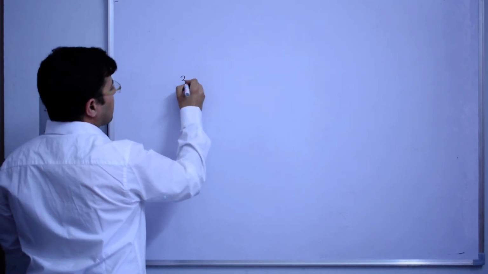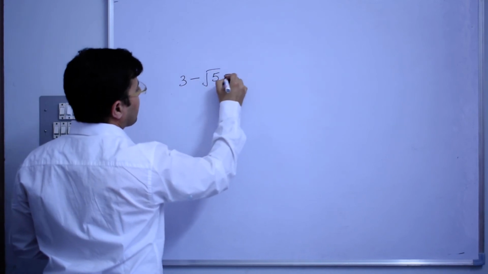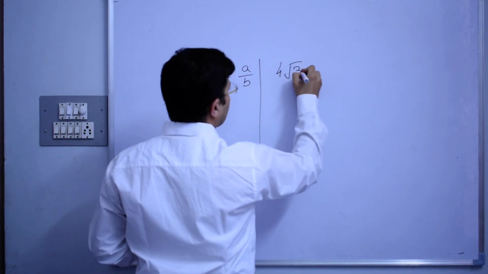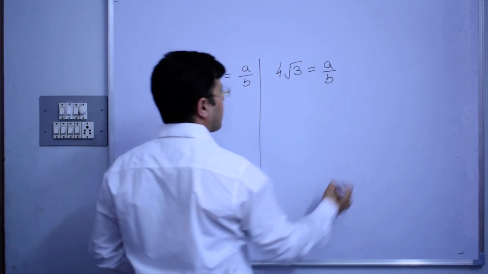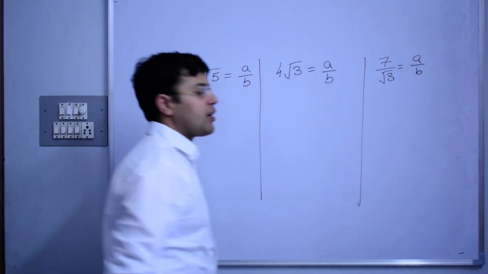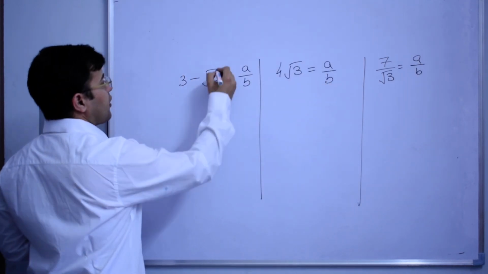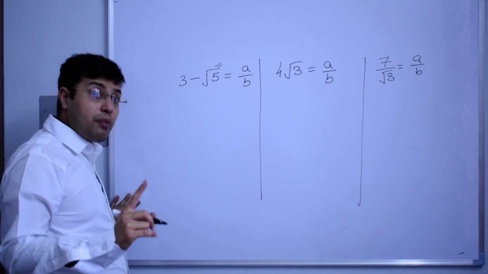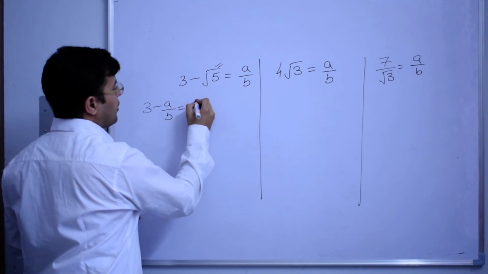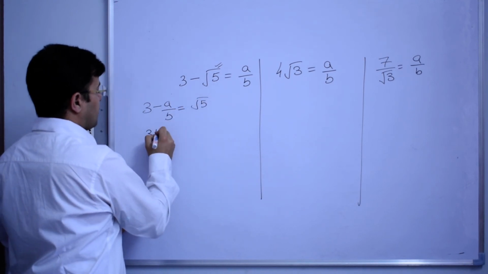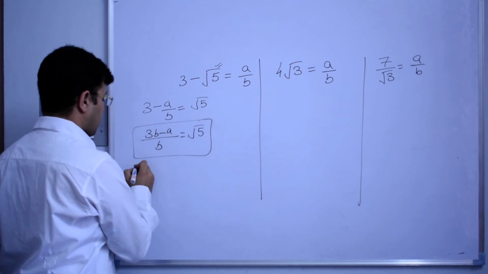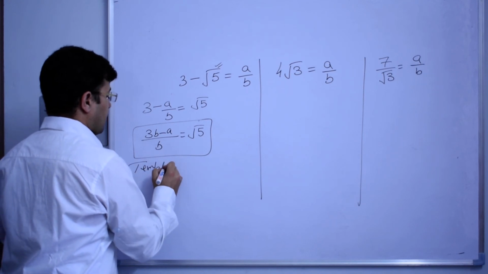Let's say 3 minus root 5 is a by b. Let's say 4 root 3 is a by b. And let's say 7 divided by root 3 is a by b. So in this case, we prefer to take the irrational value as positive. So I will shift it to the other side. a minus 3 by b is root 5. Then 3b minus a by b is root 5. Again, you can use the template over there.